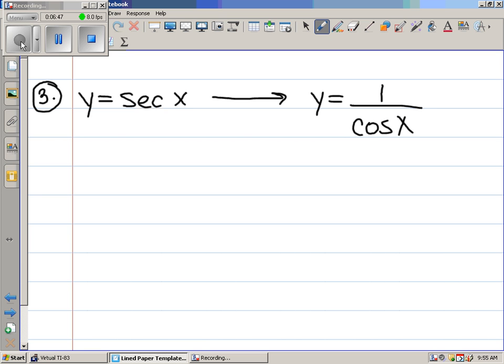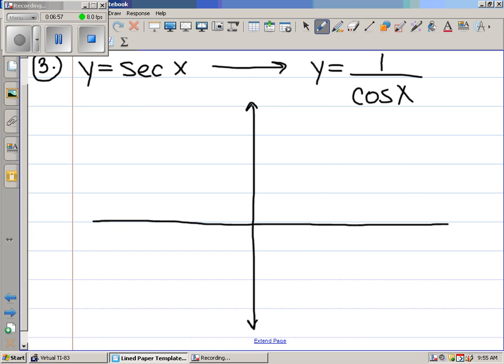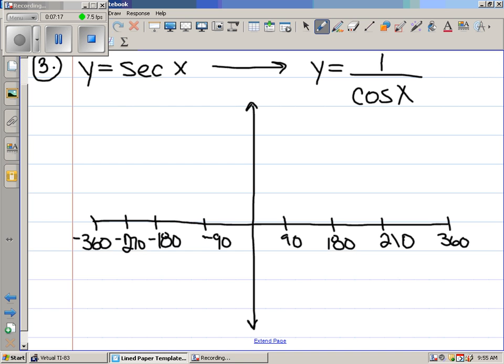I'll explain what this graph is. For this graph, you will need some room going up and down. So let's do 360. Once again, we're graphing it from negative 360 to 360, scaling it by 90.